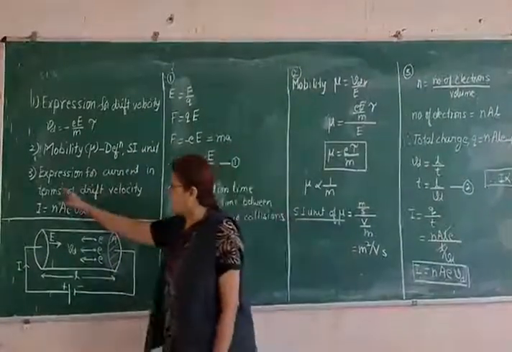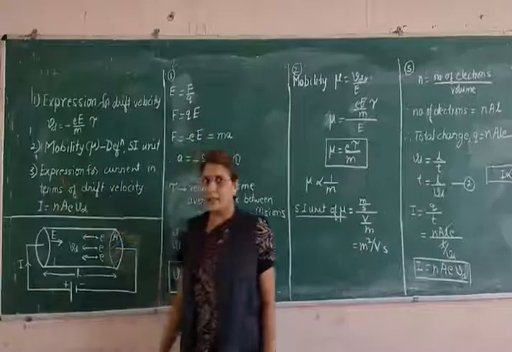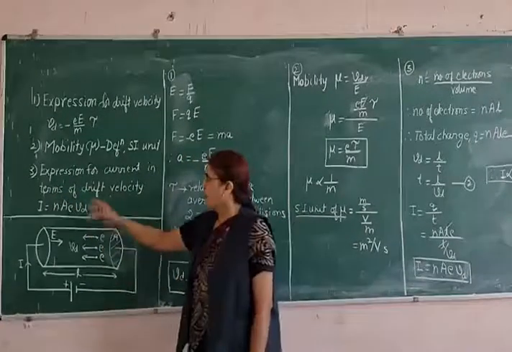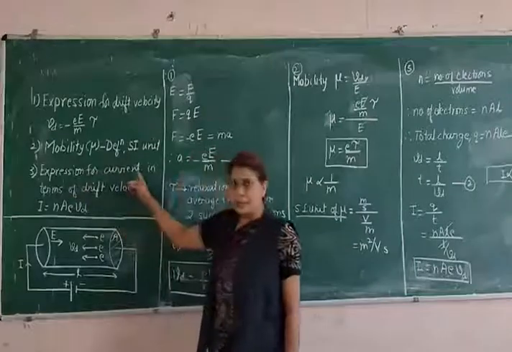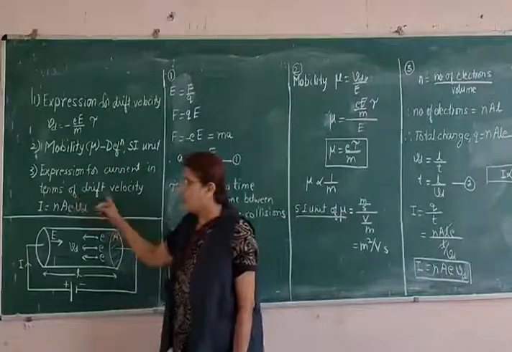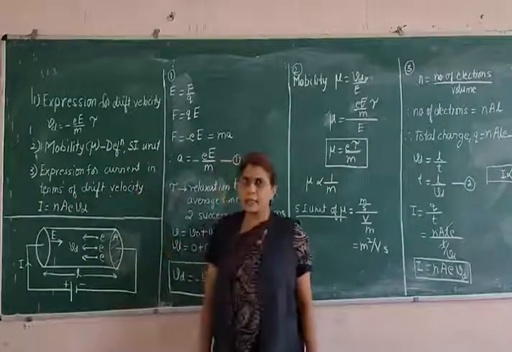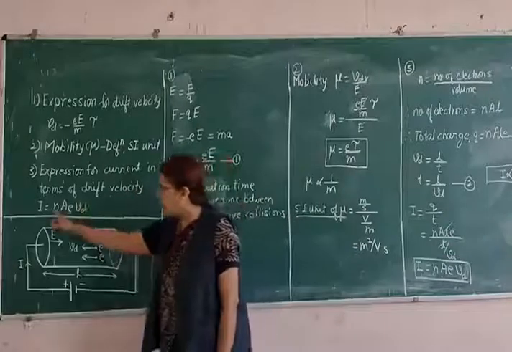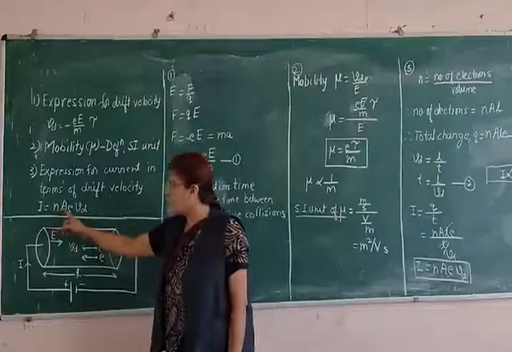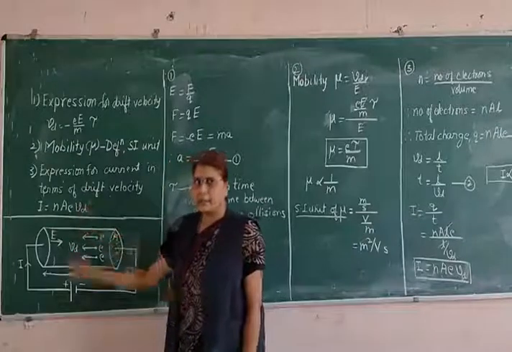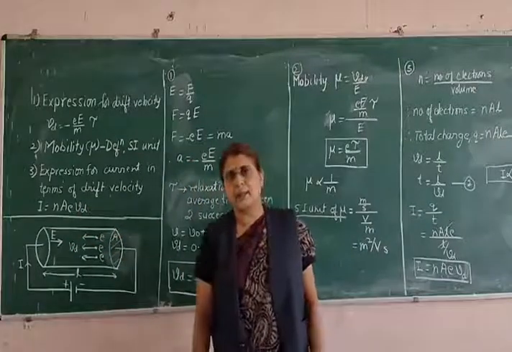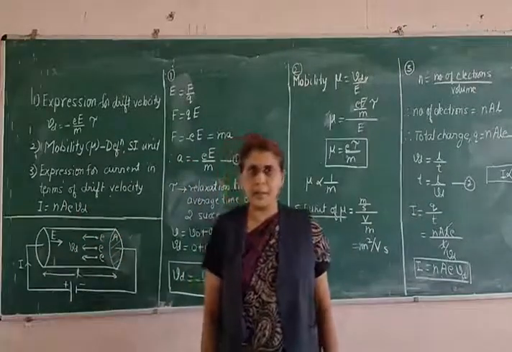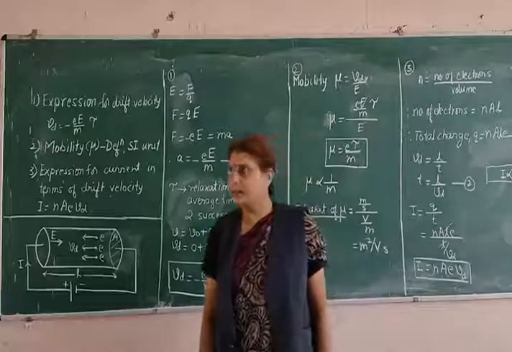The third point is also very important. It is a small derivation once again. We are going to derive an expression for current in terms of drift velocity. That is, today we are going to derive the equation I equals nAe Vd. So these are the 3 points which I am going to cover today. Let us begin with the first point.